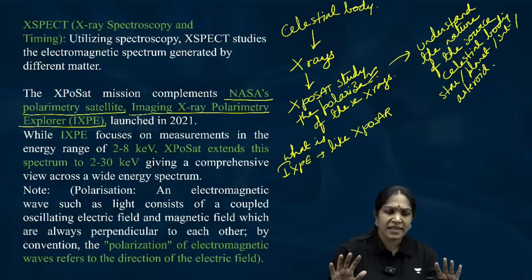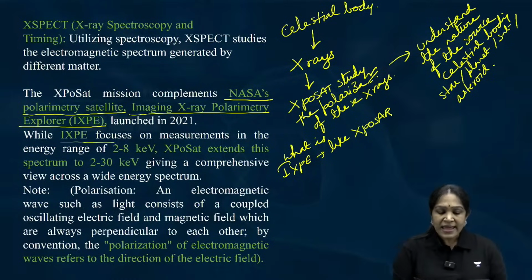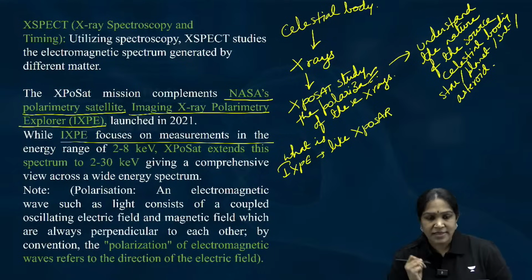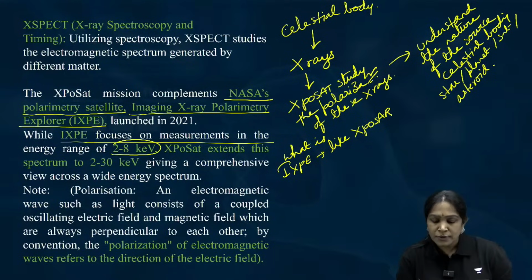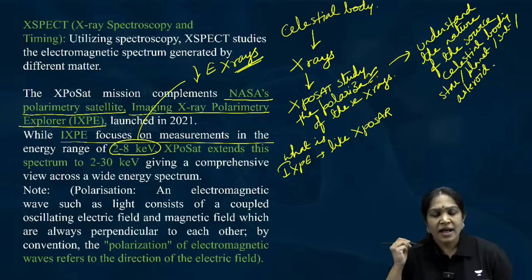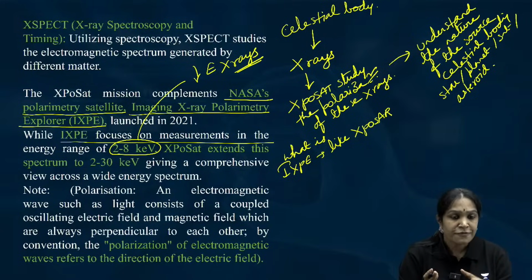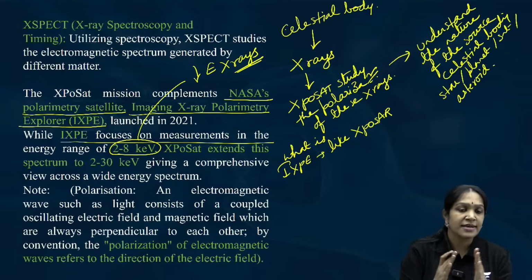Same thing, but it is by NASA, and IXPE focuses on the measurement in the 2 to 8 kiloelectron volts. It means low energy X-rays. Is it clear? IXPE is studying the polarization of low energy X-rays. Is it clear for all of you?